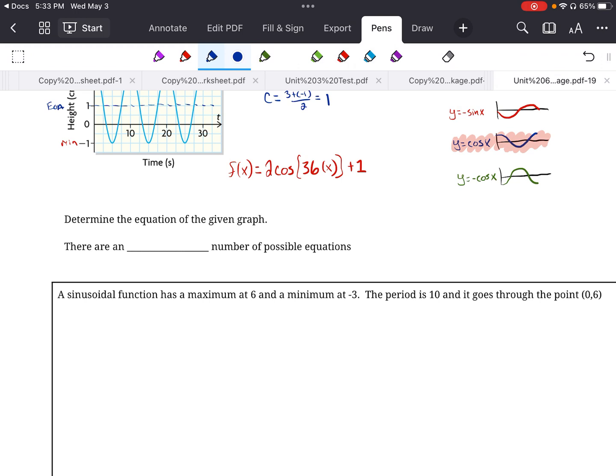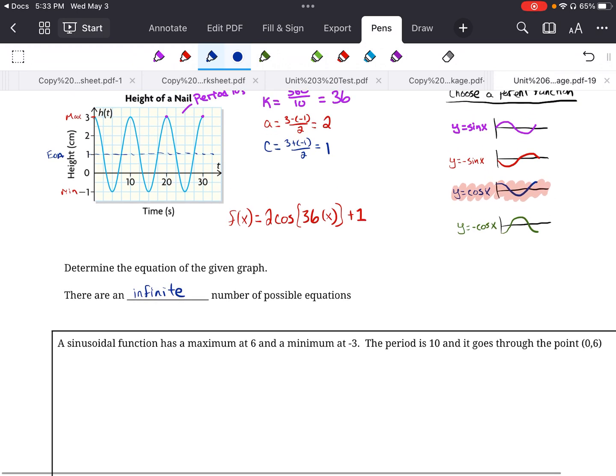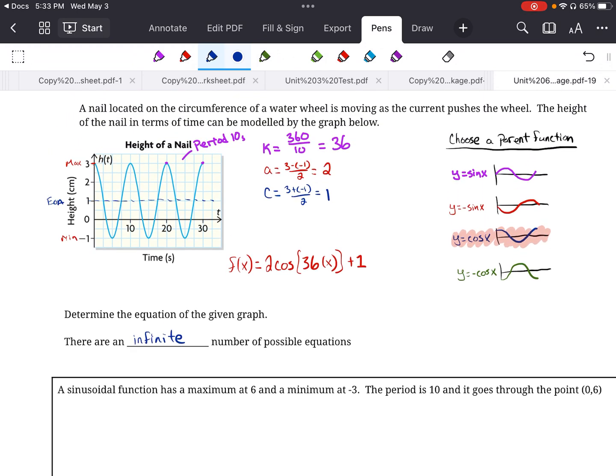Determine the equation of the given graph. Okay, we just did that. There are actually an infinite number of possible equations. We could choose a negative cos and use the phase shift here. We could choose a positive sine and use the phase shift here, or a negative sine and use the phase shift here. So there are multiple different ways to write this equation. The most correct, or the most proper one, is the one closest to the y-axis.